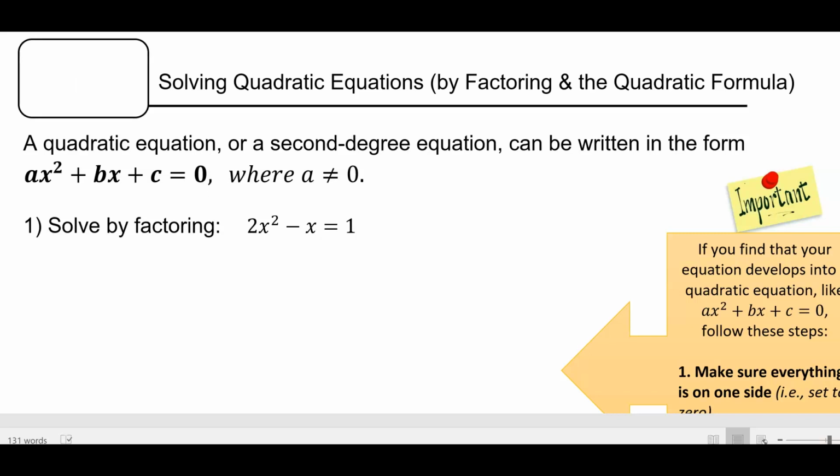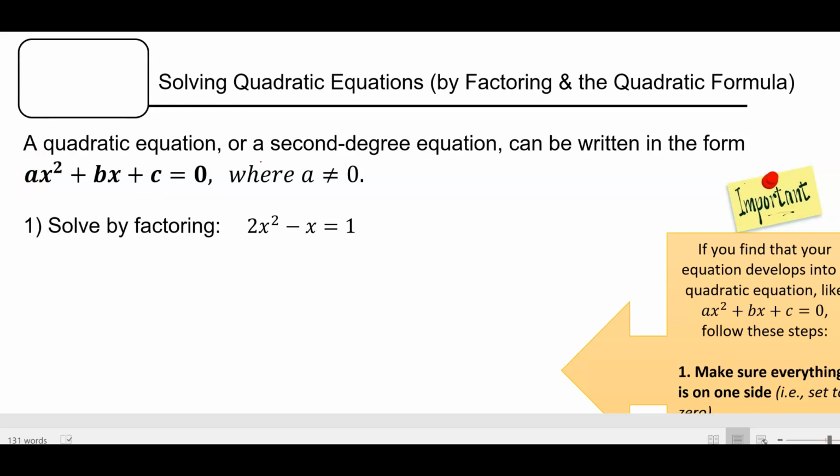In this lecture, you will learn how to solve quadratic equations by factoring and the quadratic formula. A quadratic equation, or a second degree equation, can be written in the form ax squared plus bx plus c equals 0, where a cannot equal 0. If a was 0, that would eliminate the entire first term, and you wouldn't have a second degree equation anymore. It would be a linear equation, so that's why a cannot equal 0.